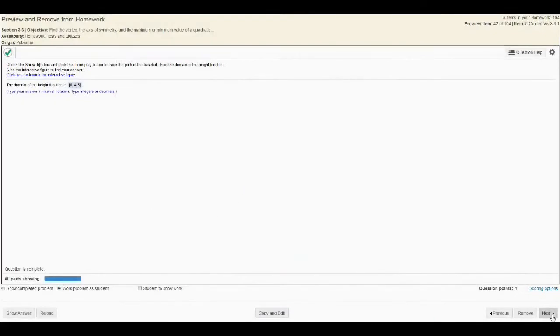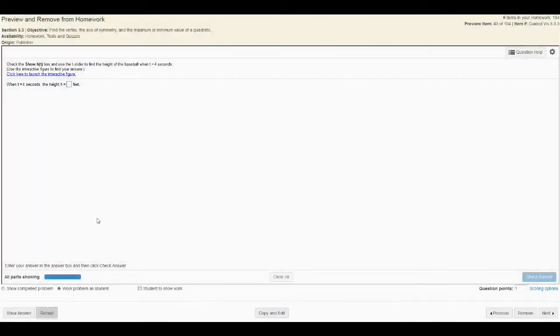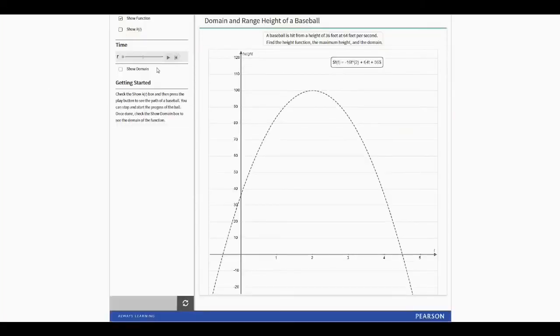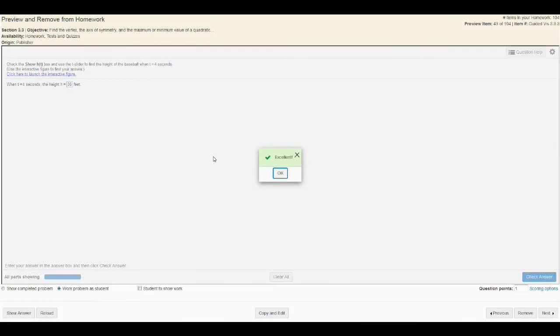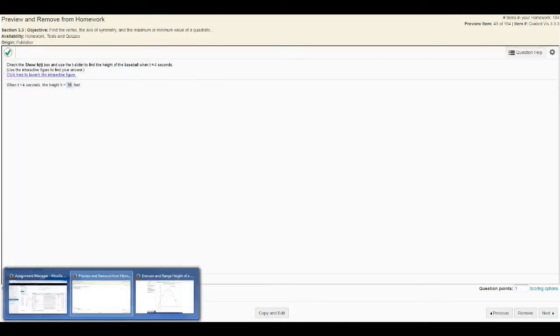Now number 43, we are going to use the interactive feature to find when t equals 4 what the height is. So we're going to click there. We're going to click on show H of T. Then we're going to drag this until we get down here till where it's 4. And once we get 4, h equals 36 is what we're looking for. 36, check it. Well done. And that was number 43.